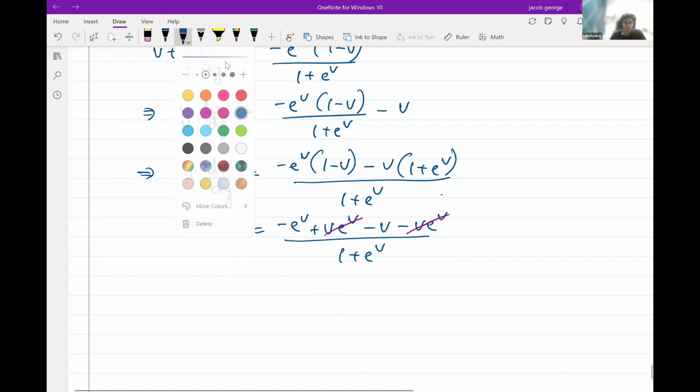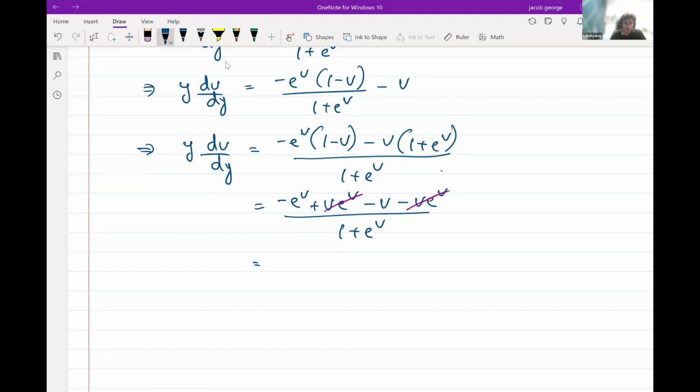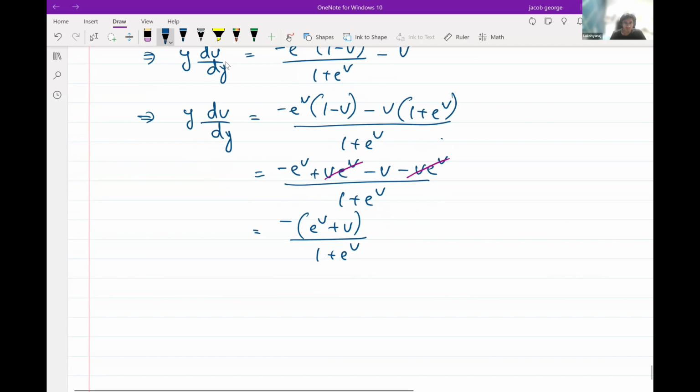Minus of e raised to v plus v upon 1 plus e raised to v. Then taking reciprocals on both sides. So what do you get when you take the reciprocals on both sides?